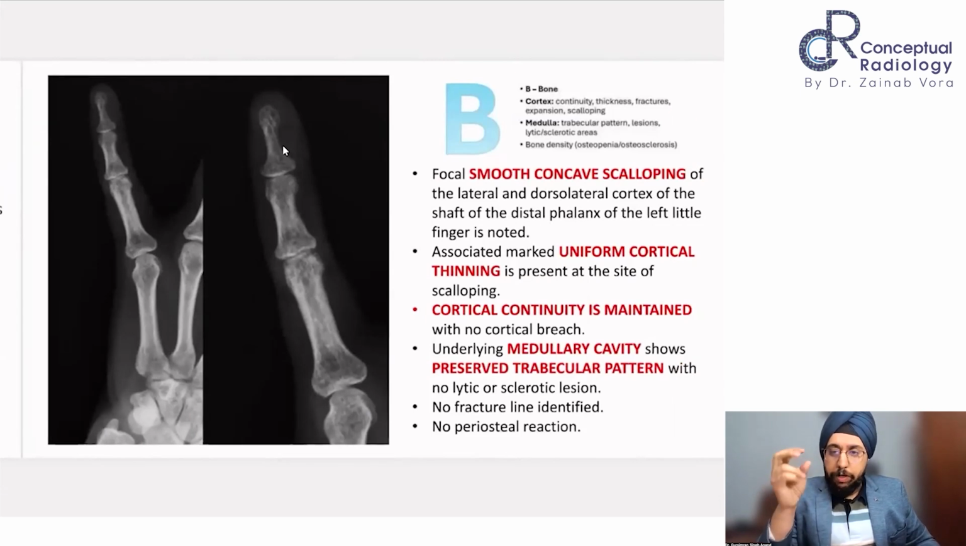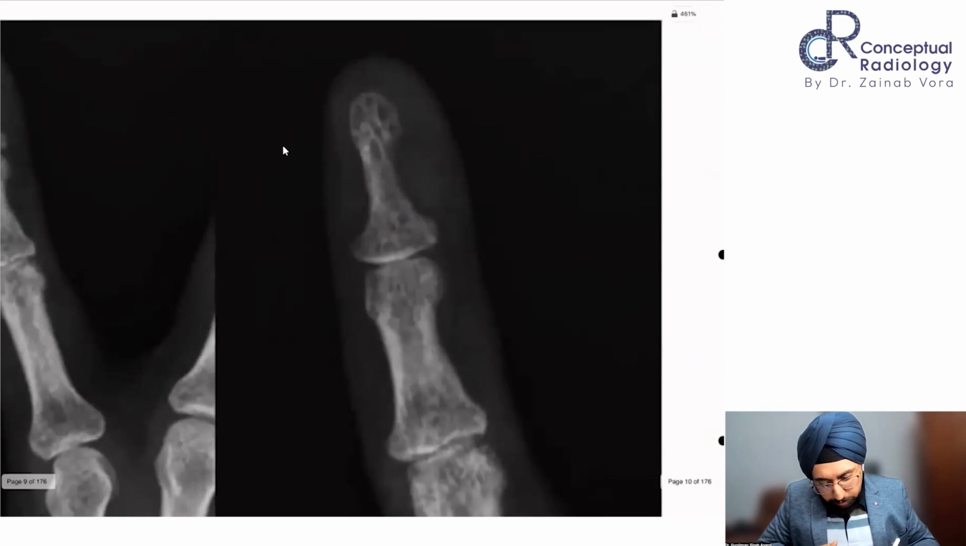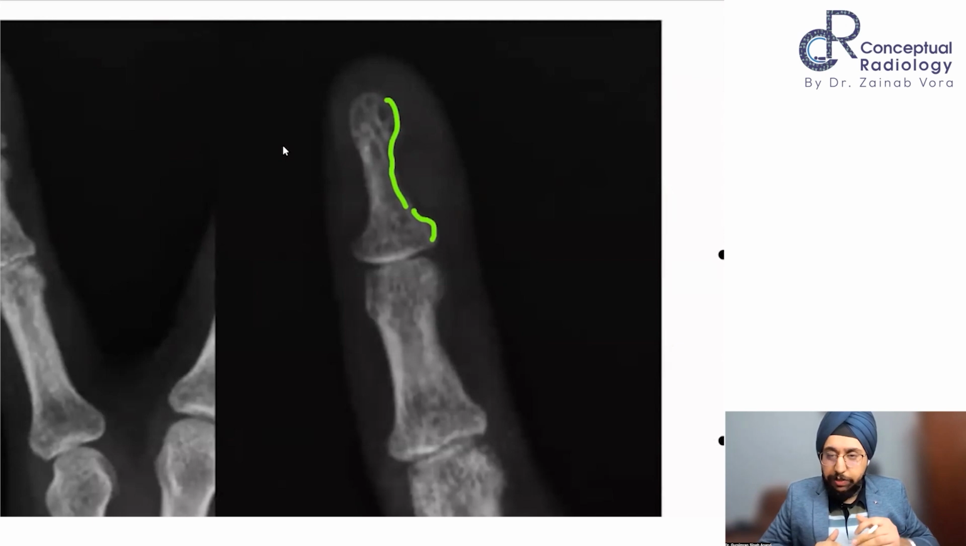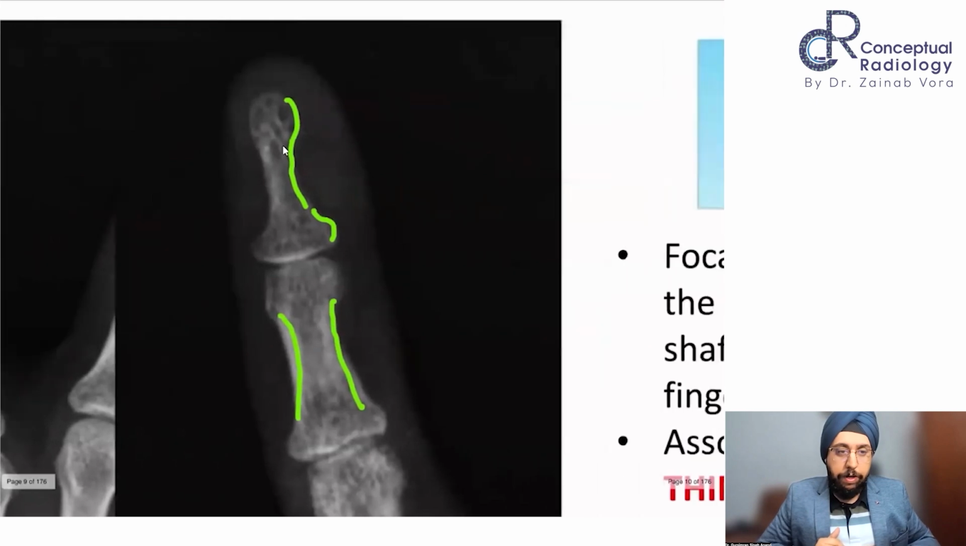So how do you describe that? You will say it's a focal, smooth, concave scalloping of the radial cortex of the shaft of the distal phalanx. There's uniform cortical thinning, which you can see. Okay, so the cortex here is appreciable only as much as what is appreciable at the head and base. So it's actually thinned out. It's uniformly thinned out. It should have been like this, but it's uniformly thinned out. Okay.